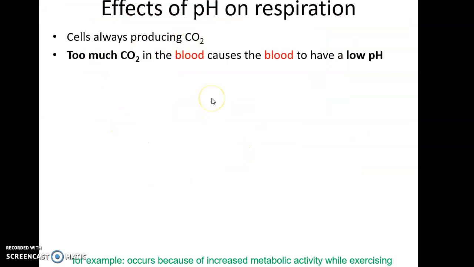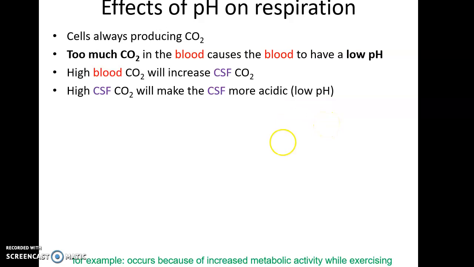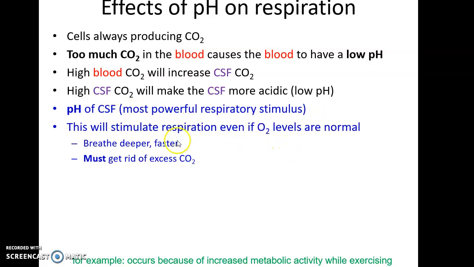So our cells are always producing carbon dioxide. That is a waste product from cells producing energy. Too much carbon dioxide in the blood lowers the blood's pH. There are too many hydrogen ions, the blood pH becomes acidic, goes down. This could happen, say, when you're exercising. High carbon dioxide in the blood means you have high carbon dioxide in the cerebral spinal fluid, which means the pH is getting acidic in that as well. This is the stimulus for breathing. We breathe in deeper and faster when we exercise to get rid of carbon dioxide. It is not oxygen we're worried about, it is getting rid of excess carbon dioxide.